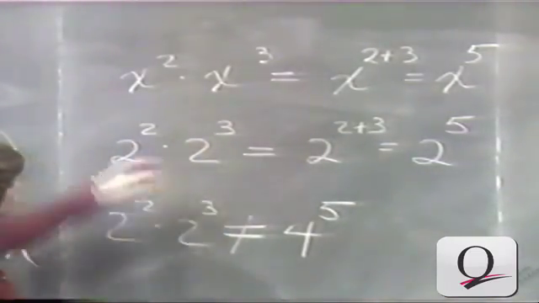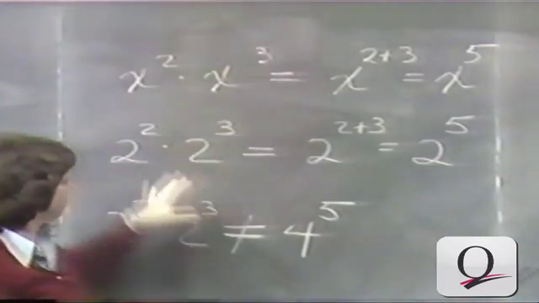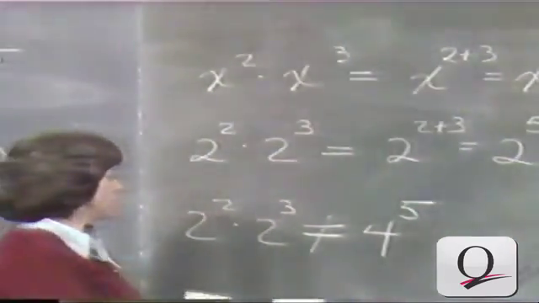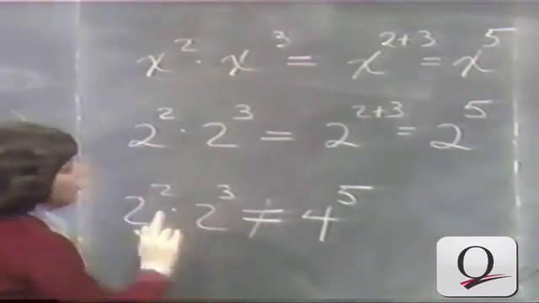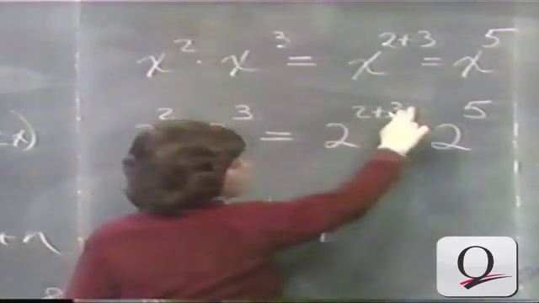Now nobody would do that with x. Everybody knows you keep the x, you add the powers, you get x to the 5th. But somehow when you see numbers, sometimes people get confused when they're multiplying, and not only do they want to add the powers, they want to multiply the bases as well. That's not what you should do. You keep the base 2 and you add the powers.